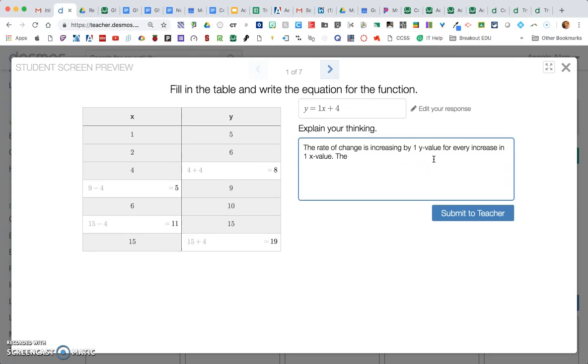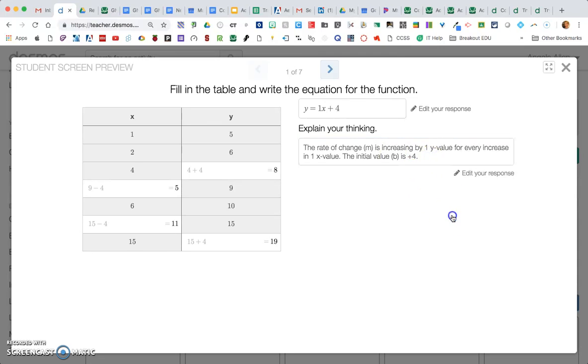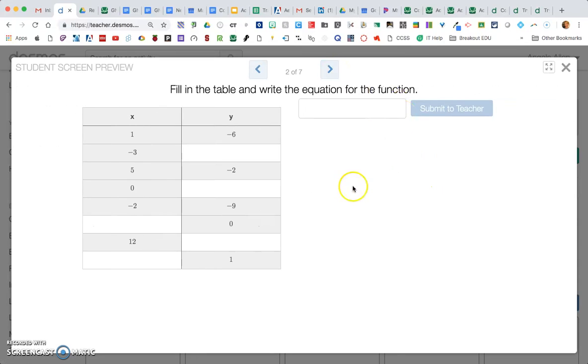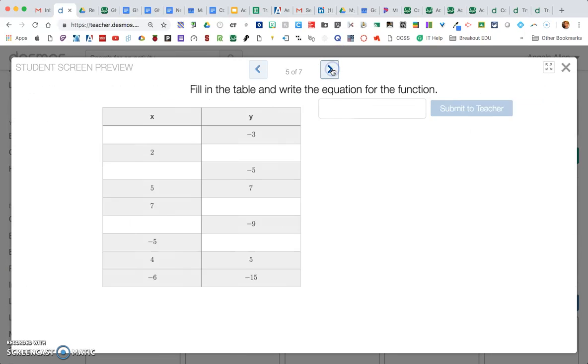And the initial value, b, is positive 4. And in parentheses, I'm also going to put the m after my rate of change, so it reminds me that that's what we're doing. Then you submit that to the teacher, and then you're going to move on to the next one. So you have 7 slides you're going to go through on this and do the same exact thing.